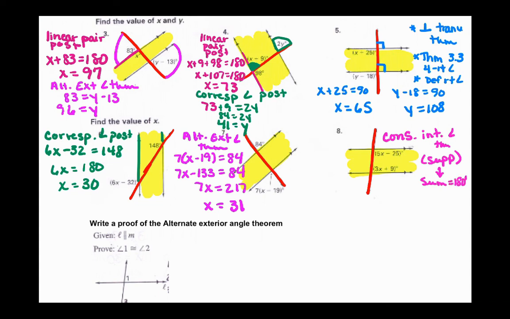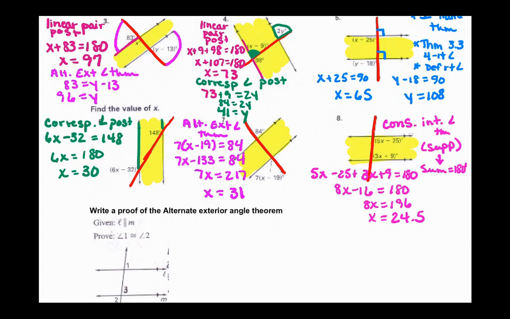So we're going to take the 5x minus 25, add the 3x plus 9, and set it equal to 180. So this is 8x minus 16 when we combine the like terms. 8x is 196, and our x is 24.5. And yes, it's okay to get a variable value that is a decimal. So identify the angle position, use the theorem or postulate rule for that angle position to write your equation, and then once you have your equation, solve for the variable.